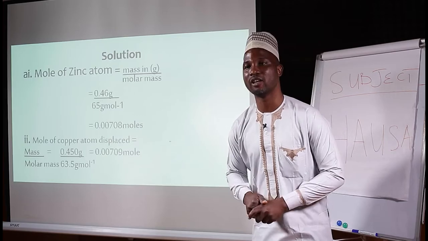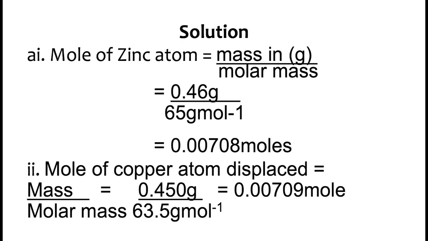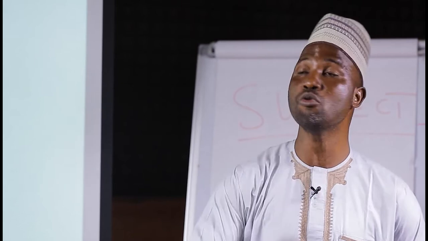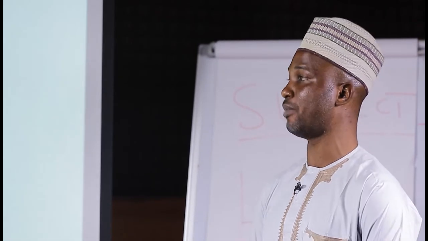Now, in the same question, you were asked to calculate the number of moles of copper that was displaced. So if you look at it also, the number of moles of copper displaced is equal to mass in grams over molar mass in grams per mole. And from our question, the mass of copper was 0.450 grams, and the atomic mass or molar mass of copper is 63.5 as given in our question. So as usual, when you punch your calculator, you arrive at 0.00709 moles.